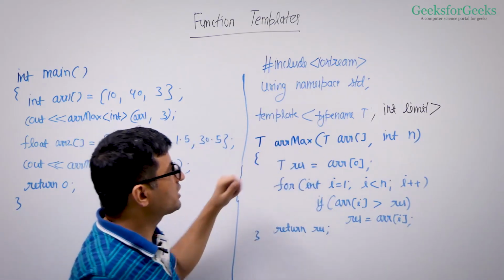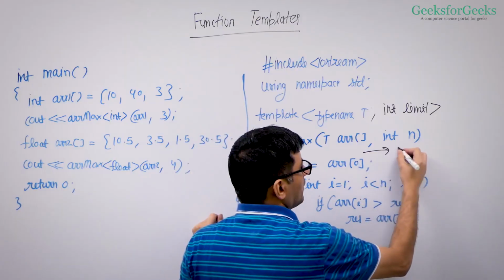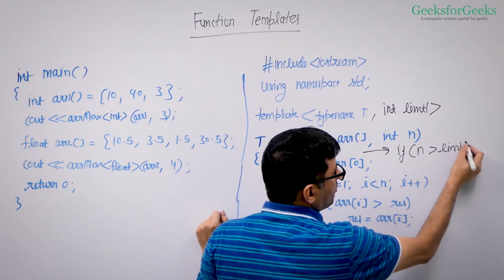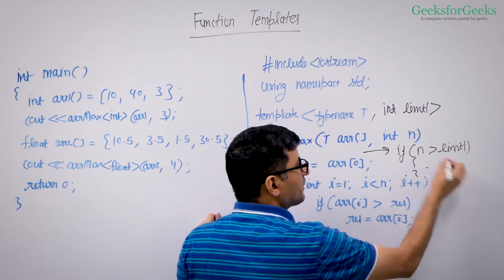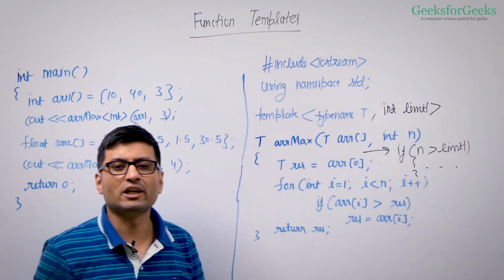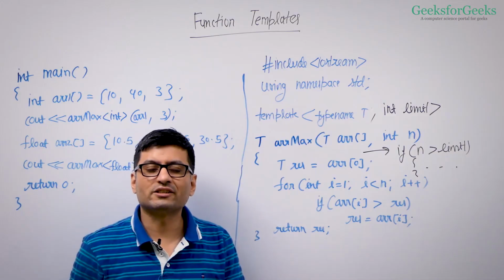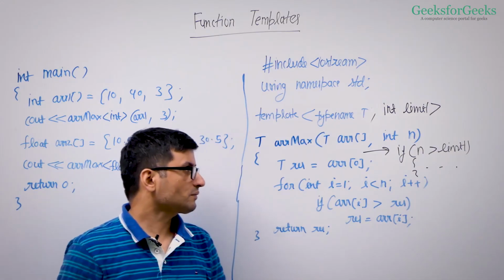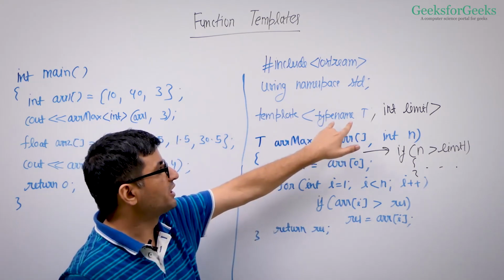So what we can do is we can add a condition here. If n is greater than limit, then do some error handling, right? Maybe throw an exception or return some specific value, which means your array has size more than the provided limit. Now we know how we pass the data types.